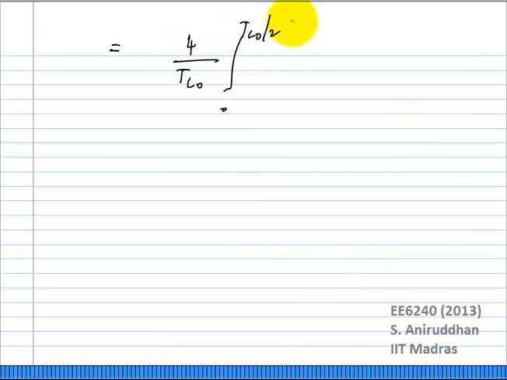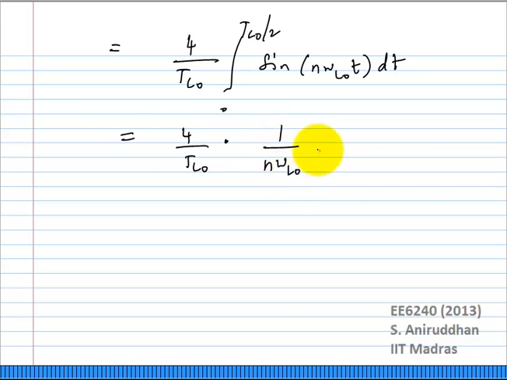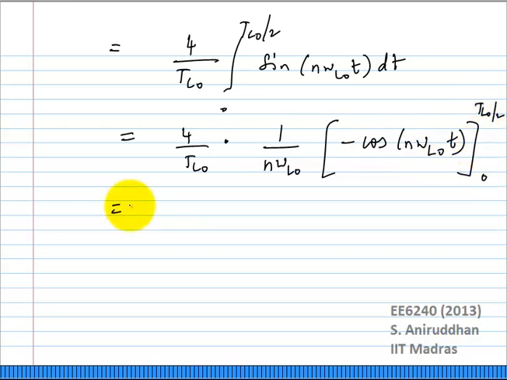What you can do is take half the period, the half when the signum function is on. What is this? It's 4 by T_LO times 1 by n omega_LO times the integral of sine, which is minus cos, between 0 and T_LO by 2. This is 2 by n pi times one minus cos n pi.